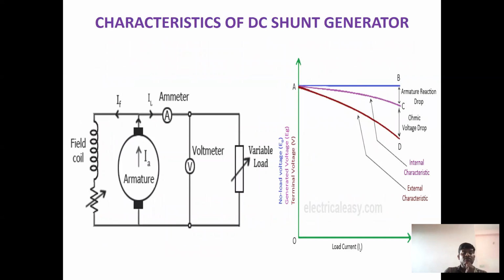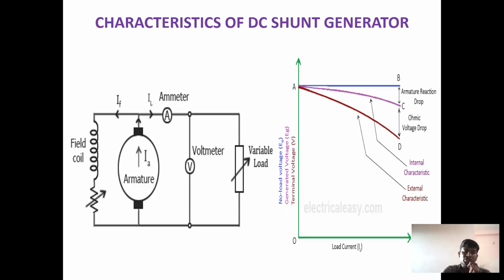Okay, so next we can see characteristics of the DC shunt generator. It is a self-excited DC generator. In the self-excited DC generator, the EMF is developed in the armature winding. Initially there is no field current, but there is some internal voltage due to the presence of residual magnetism in the machine.